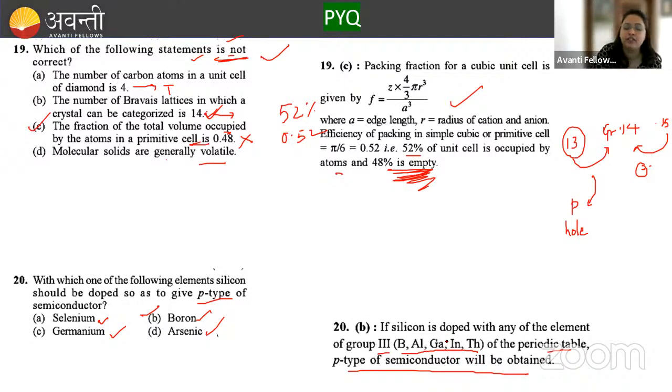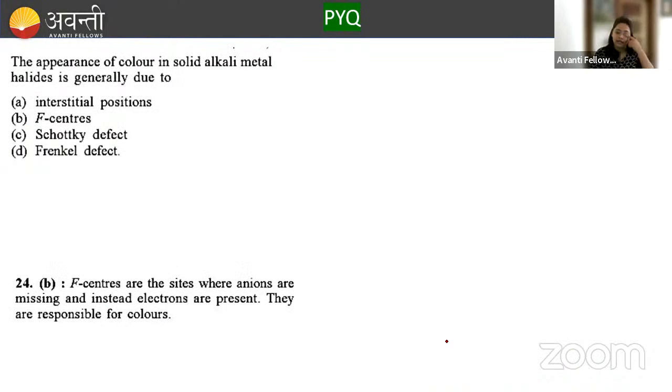ठीक है, very good. Now next problem, the appearance of color in solid alkali metal halides is generally due to. So alkali metal halides में क्या होता है? हमको कलर देखने को मिलता है। मैंने कल आपको बताया NaCl का कलर क्या होता है? येलो कलर। तो कलर क्यों इंपार्ट होते हैं हमारे सॉलिड्स को? जस्ट वी हैव टॉक that due to the formation of F center. What is the meaning of F center?